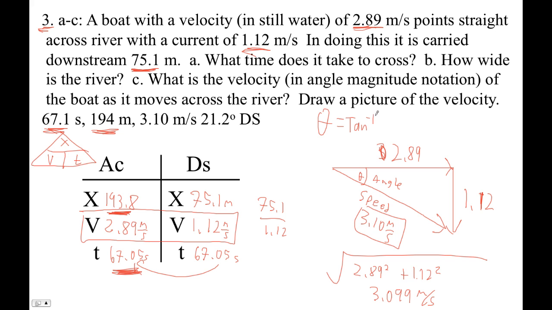And then that angle theta, if that was theta, right, would be the inverse tangent of 1.12 over 2.89. So let's do that. Inverse tangent, 1.12 divided by 2.89. 21.18. So 21.2 degrees. Okay, so there is our answer, right? 3.10 meters per second at an angle 21.2 degrees downstream of straight across.